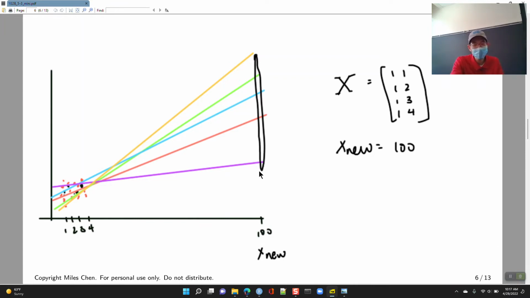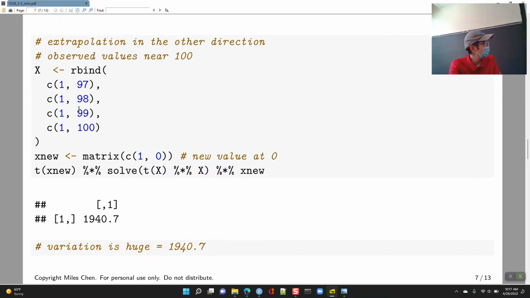Okay, and then the same kind of idea, if you were to observe values at 97, 98, 99, 100, and then try to make a prediction at, say, 0, now you get this huge variation as well, 1,940 or something like that. You just get something quite wildly different.